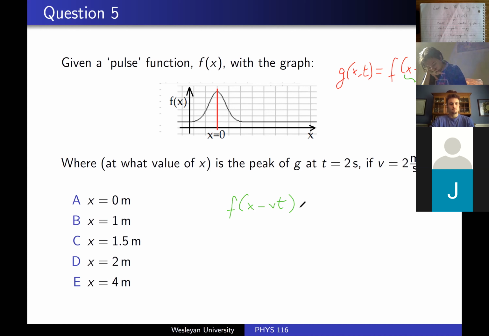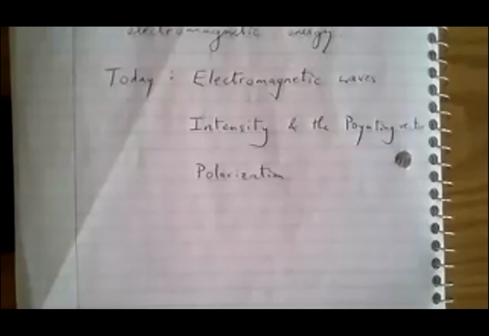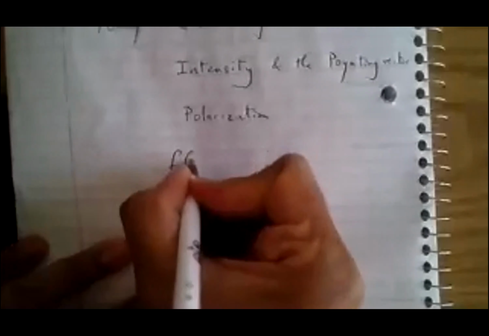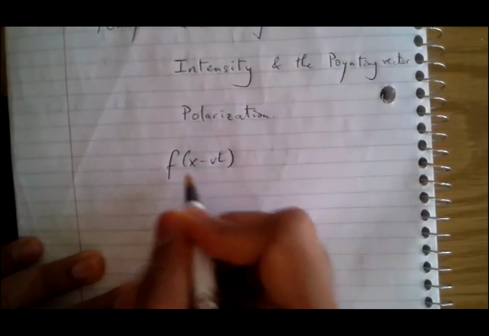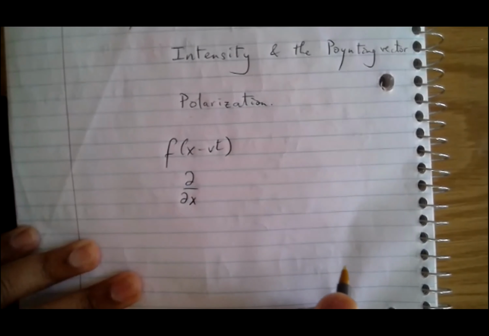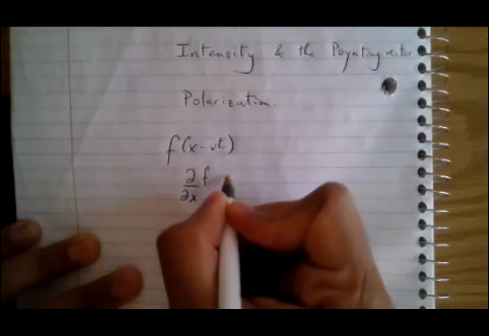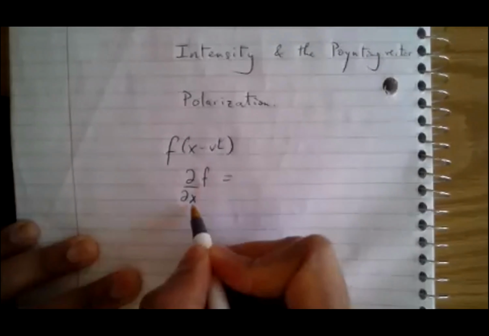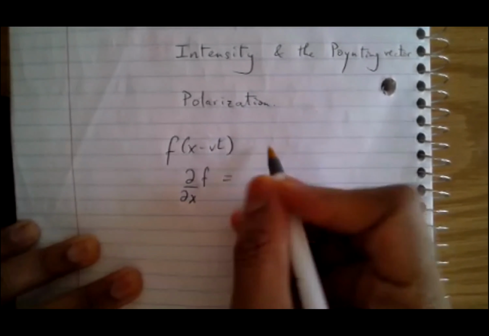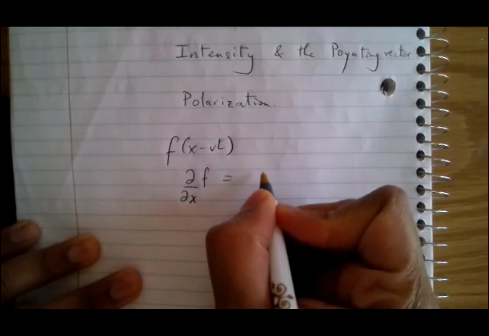And to sort of illustrate that, let me stop the share for a moment and focus here. If we have f of x minus vt, remember that I can do a partial derivative with respect to x of f. What does that do? That treats everything except x as a constant, right? x is the only variable then.